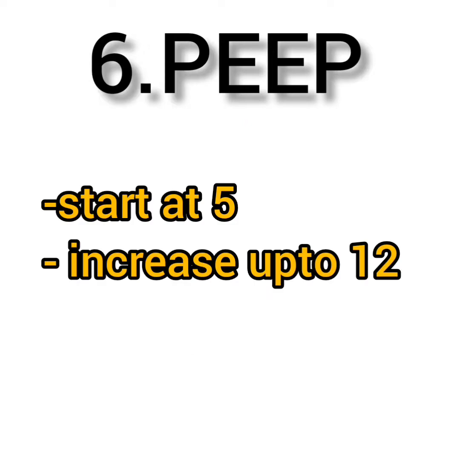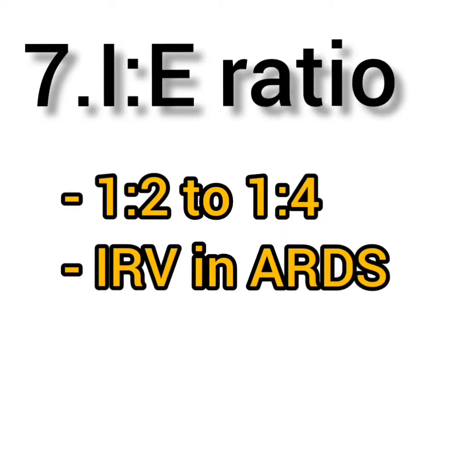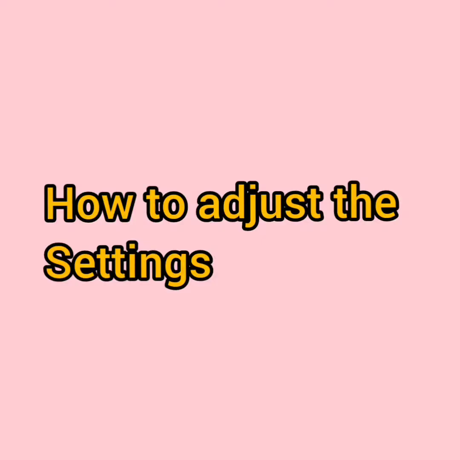Start at 5 cm of H2O and uptitrate up to 12 cm of H2O. Inspiratory time or inspiratory to expiratory ratio should be kept at 1:2 to 1:4. Inverse ratios are used to correct refractory hypoxemia in conditions like ARDS. The next thing is how to adjust ventilator settings depending upon the patient's clinical status.